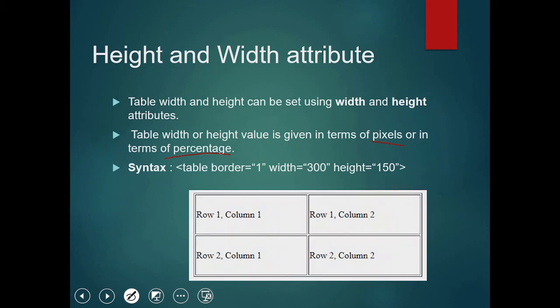This is how the output looks. So you can see the height and the width is expanded based on the value which has been given. So it is taking the pixels of your screen. So the width of your table will be extended to 300 pixels and your height will be 150. So that is how it has been represented.